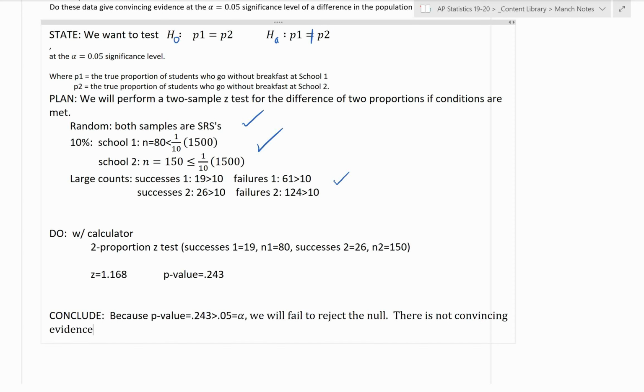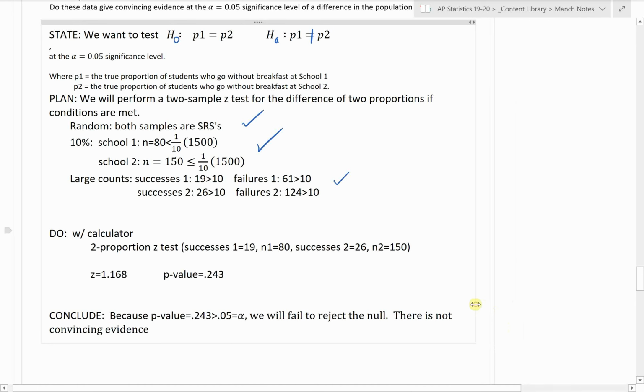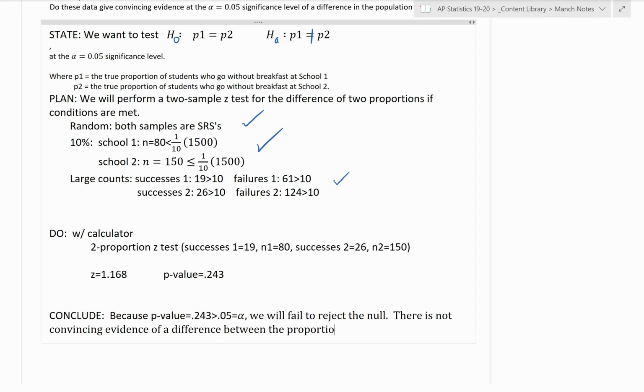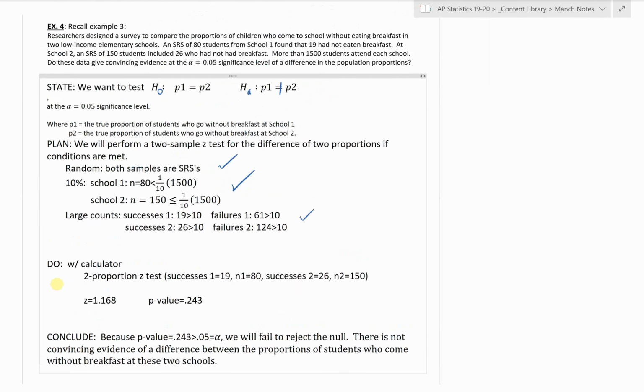So the conclusion step is identical to what it was in the previous chapter. Okay, we compare p-value to alpha and either reject the null or fail to reject the null. And then we say there is or is not convincing evidence in context. So we would say, in this case, of a difference between the proportions of students who come without breakfast at these two schools. All right, so there's our first significance test for a difference of proportions.